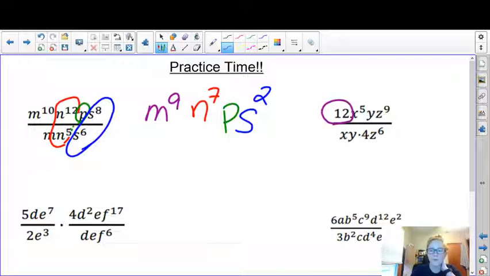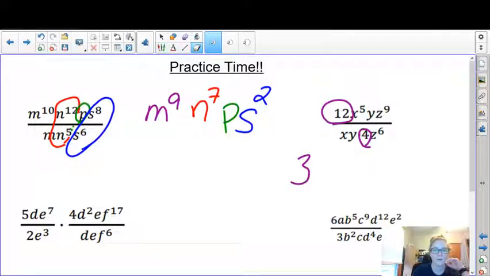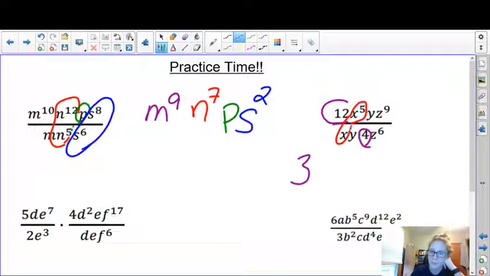I have a 12 and I have a 4 as coefficients. So just like when I was dealing with products, I multiplied. Since I'm dealing with quotients, I'm going to divide. So 12 divided by 4 will give me 3. And I started covering up that x, and I didn't want to really cover him up, so we're going to undo that a second. I have 5 x's on top and 1 on bottom, so there's 4 total. I have 1 y on top and 1 y on bottom, so they cross each other out. And then I have 9 z's on top and 6 on bottom, so there's a total of 3.